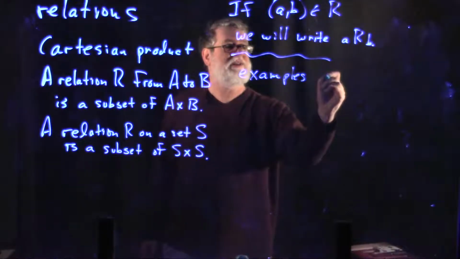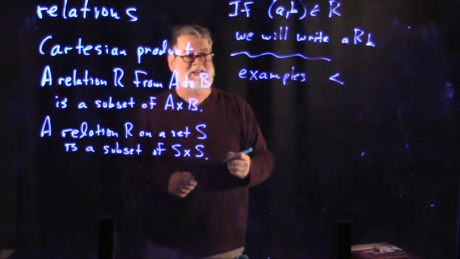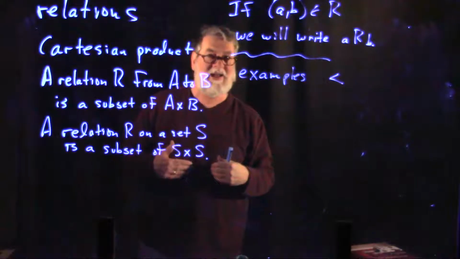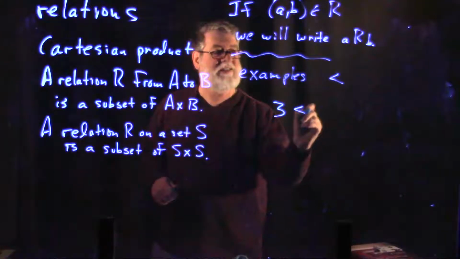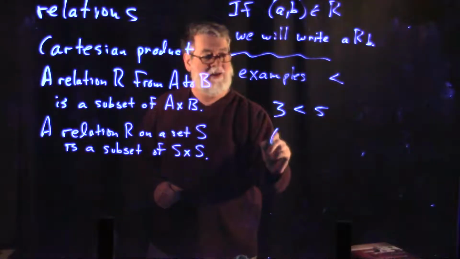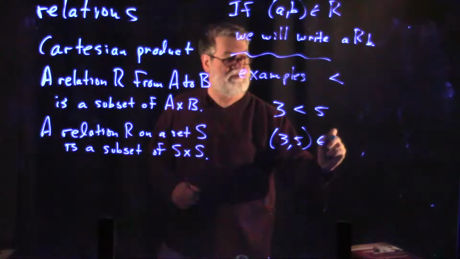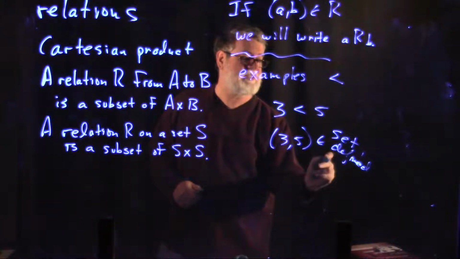Now, let me show you how this works by using several examples. One of the most important examples of a relation is less than. Less than is a relation on numbers. So for example, we might have less than defined on natural numbers, 1, 2, 3, 4, 5, etc. And when we write 3 is less than 5, we mean that 3 and 5 are paired in the set defined by the relation, the set which is the relation.